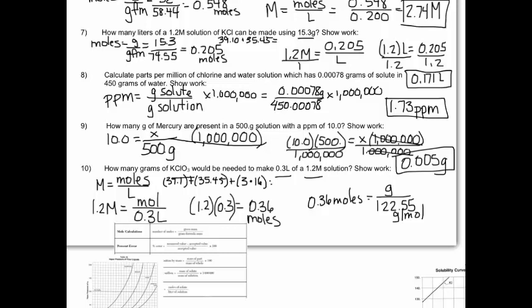So my answer, if I wanted to make a solution that ended up at 0.3 liters, and its concentration was 1.2 molar, we'd end up needing to add 44.12 grams of the KClO3. So once I've figured that out, I can go over, mass that out, add it to my volume of water, and I've made my solution.